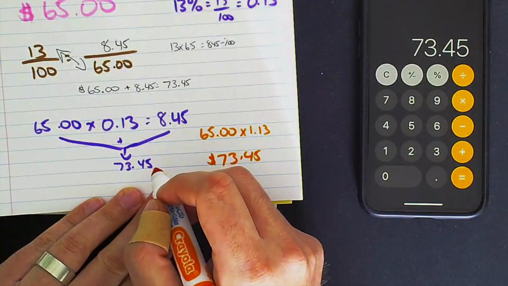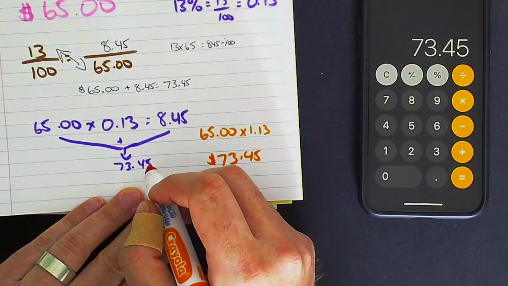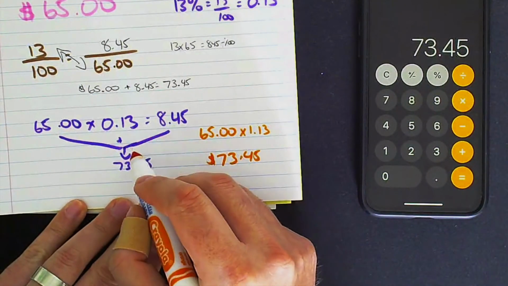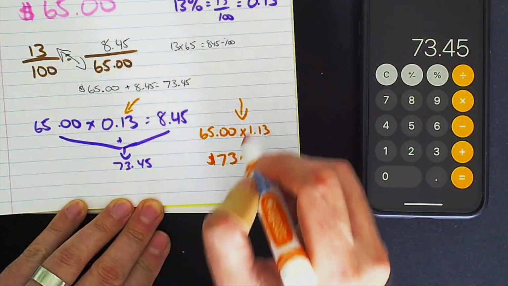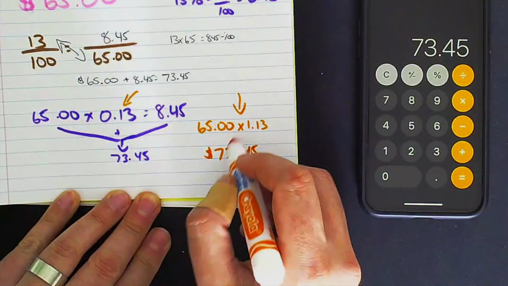You can do this with any example, any price, any item in the store. This will always work. So if you want to find out how much tax you're paying, use this method right here. If you just want to get straight to the answer because you just broke open your piggy bank and you want to spend the money, this is what you would do.